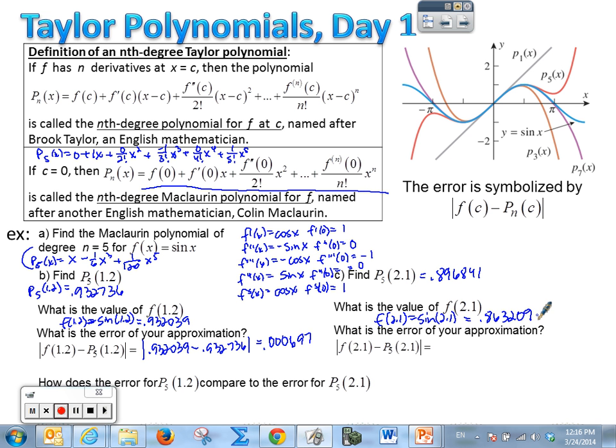We subtract the approximation from the real value. So my real value is 0.863209. Subtracting our approximation of 0.896841. You can see why calculators are pretty much necessary for this type of lesson. And then we would get a difference of 0.033632.